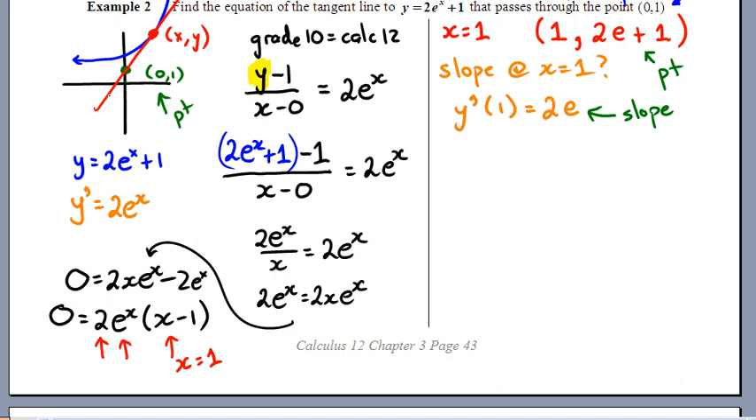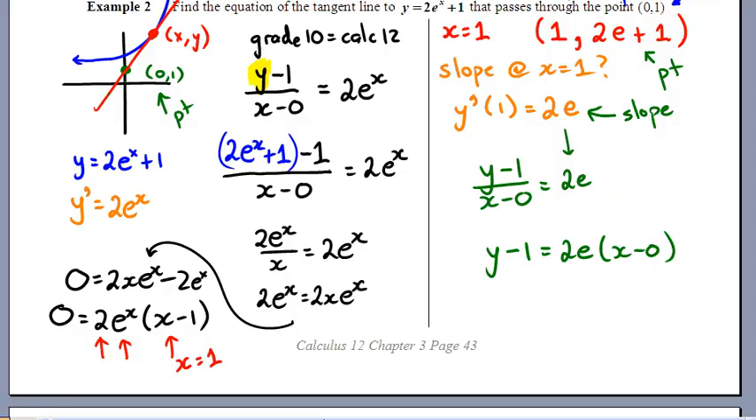So I'm going to say, all right, there's another point out here, (x, y). Play our usual game. y minus 1, all sitting on top of x minus 0, has to equal 2e, has to be that slope. Moving the x minus 0 to the other side, here's the equation of that tangent line. Yes, you could just call that x instead of x minus 0, but that's what I would go with for the equation.